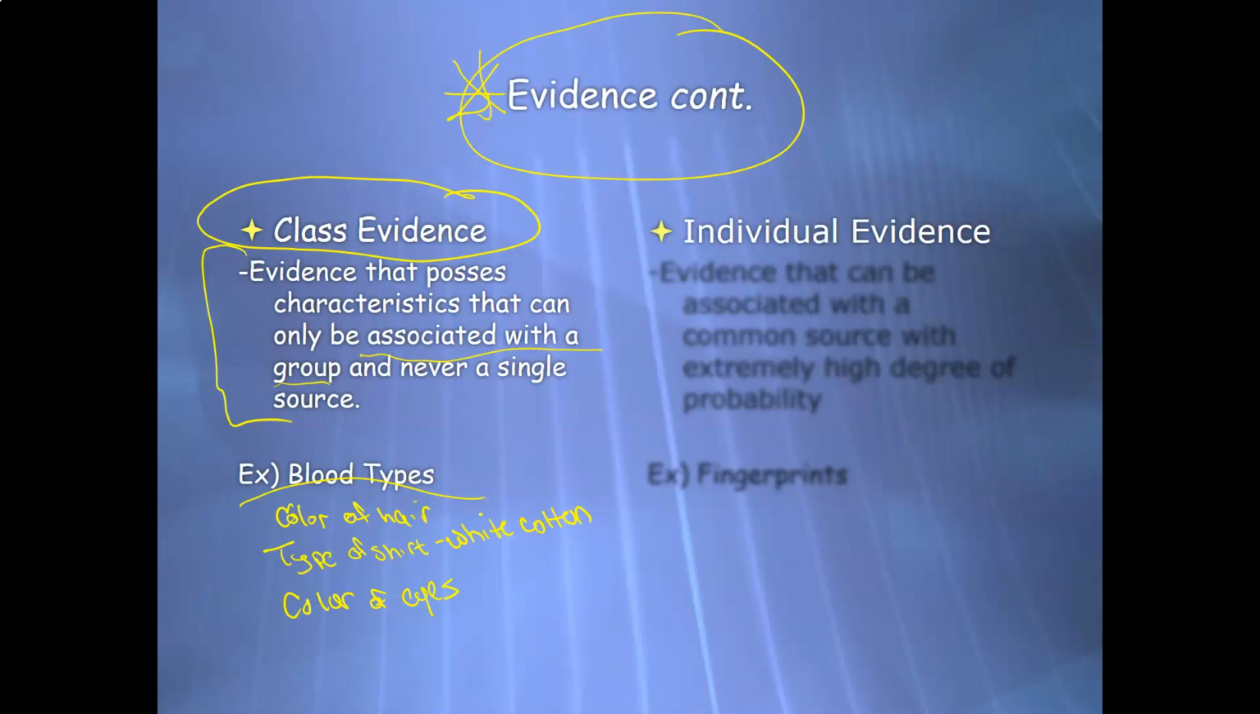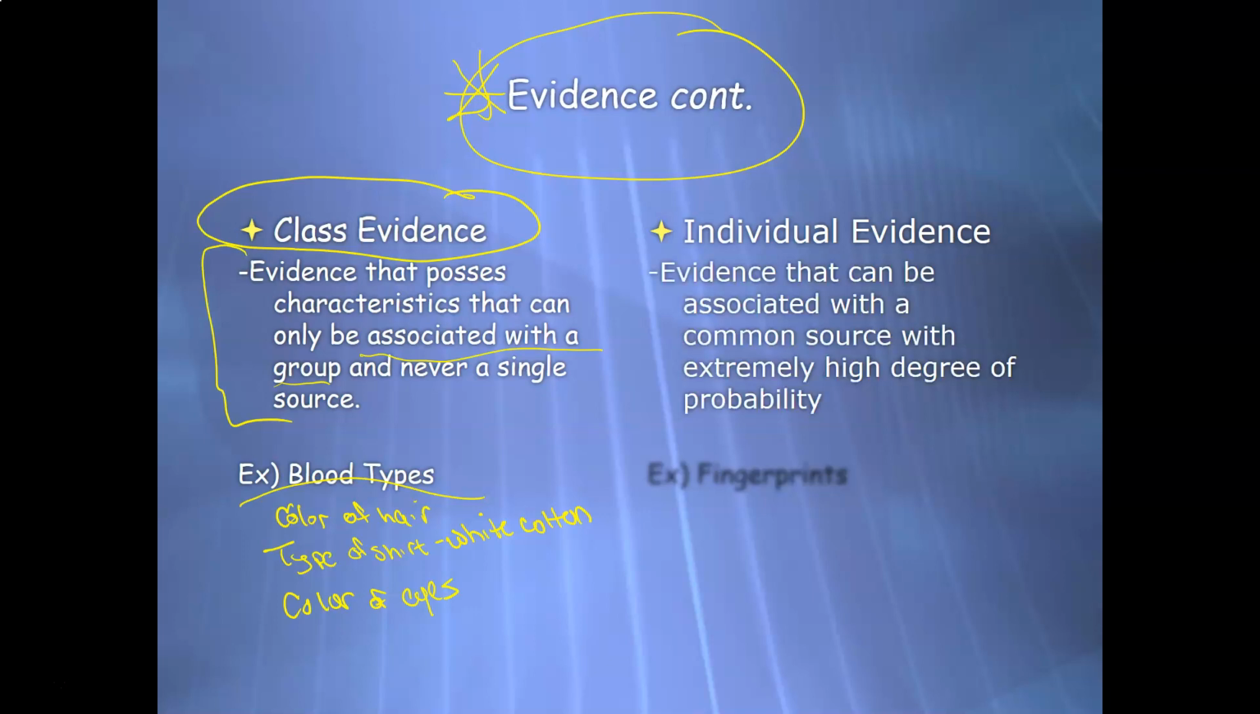Now, individual evidence, and this is the way it is defined. It just means it goes to one person. It is associated with a common source to a high degree of probability. Okay, that is individual evidence.